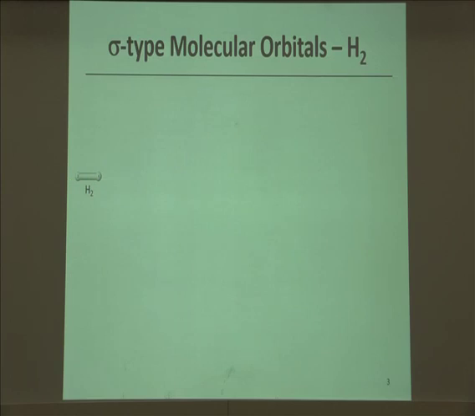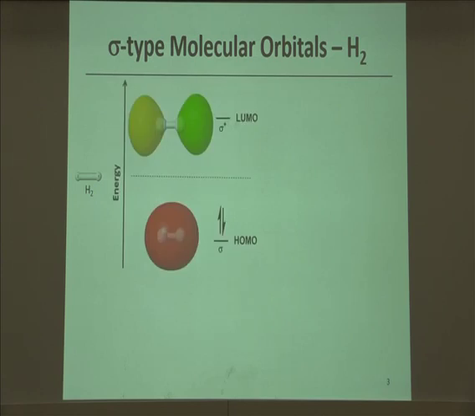The sigma type notation at the top indicates that this is a sigma bond, which is where the shared electron density is between the two nuclei, which is certainly the case here. This bond is formed by an overlap of a 1s orbital from each of the hydrogen atoms. If it overlaps effectively, it makes a bonding orbital, which is colored red here.